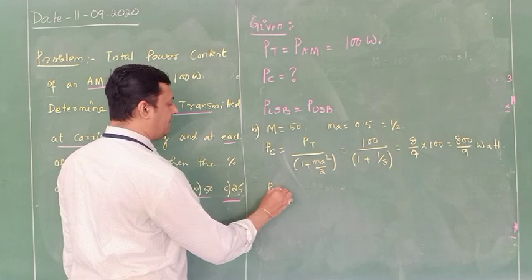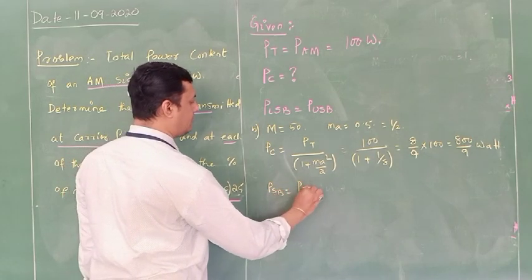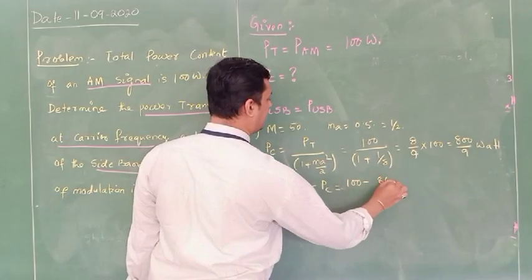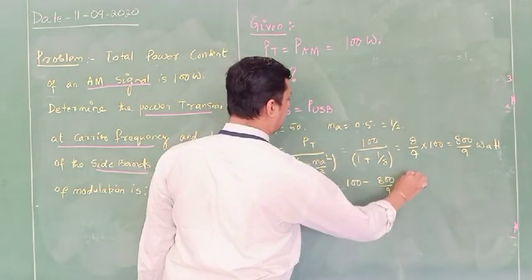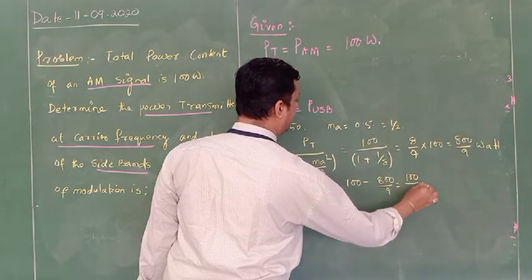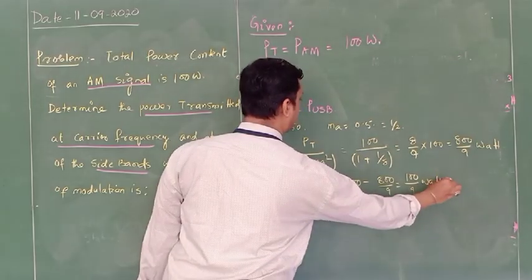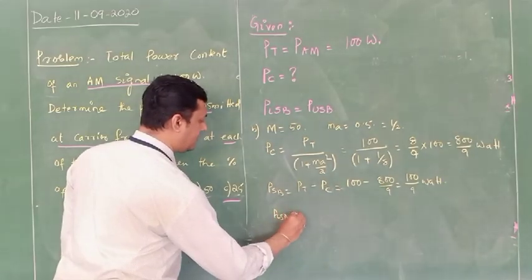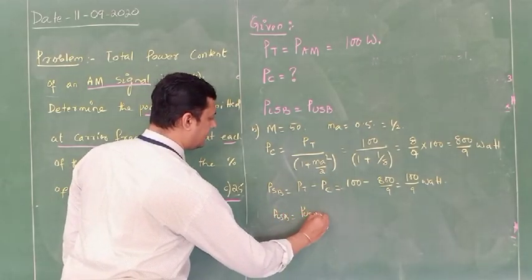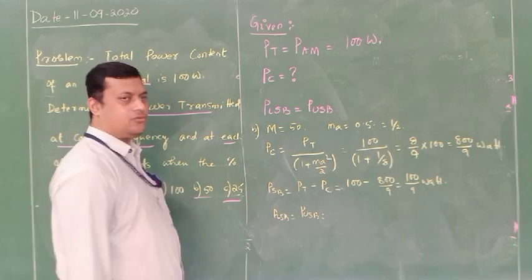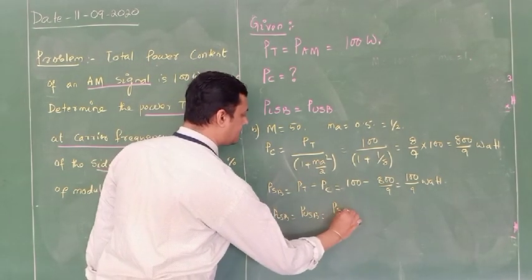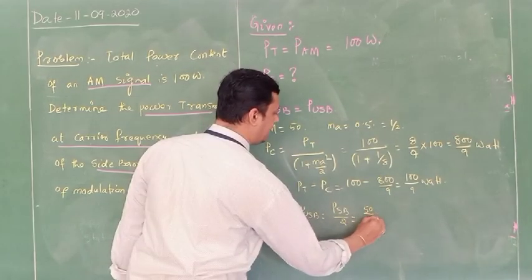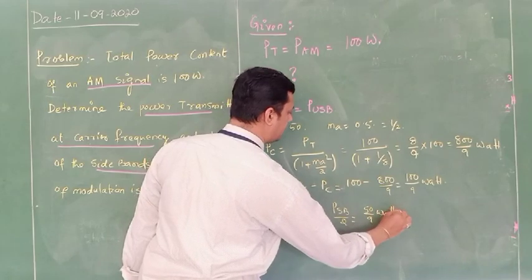Similarly, sideband power is equal to transmitted power minus carrier power. So it is 100 minus 800 divided by 9. You will get 100 by 9 watt. So this is the sideband power. Now for LSB and USB, just divide the sideband power by 2. So it will become 50 by 9 watt.